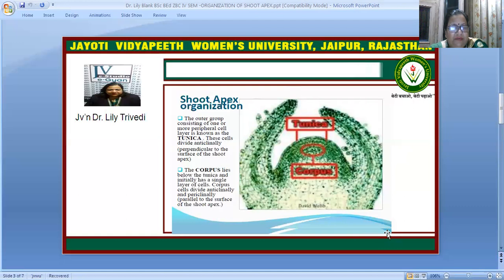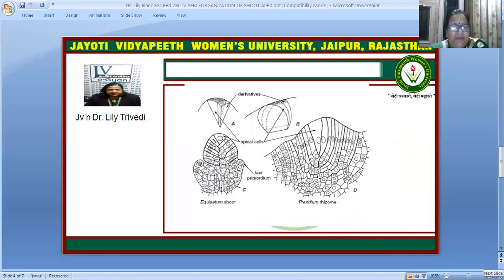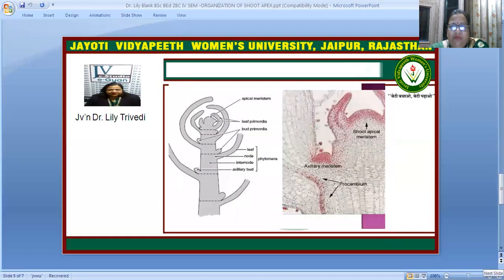Then we have the layer organization. What is layer organization? The shoot apical meristem is usually dome shaped, as we all know, and has the tunica and the corpus. The tunica has layers, one in monocots and two in dicots, and divides primarily in the anticlinal plane. The corpus is the mass of cells in the center, and its division is in all planes.